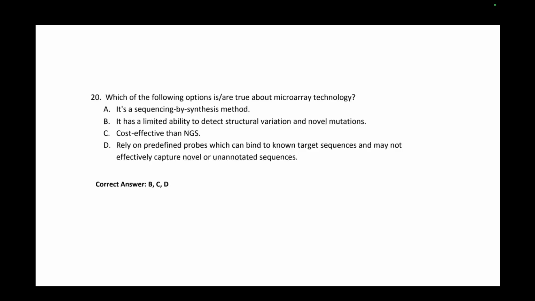So keep this in mind. Microarray only works if you have a good amount of knowledge about how the genome is looking and what kind of mutations to expect. And obviously, it is cost effective, and it relies on probes.